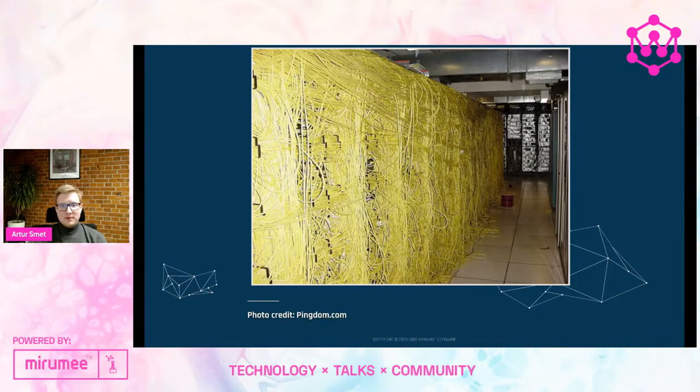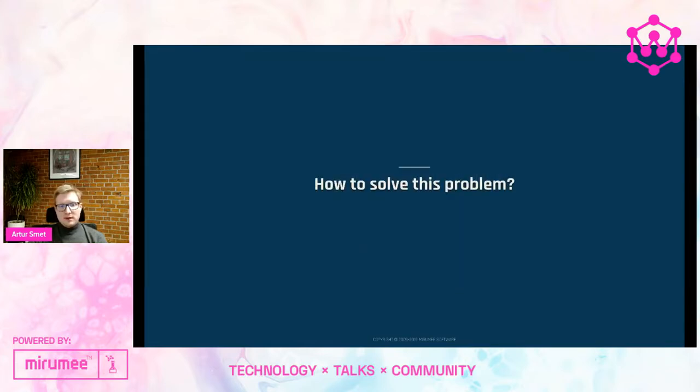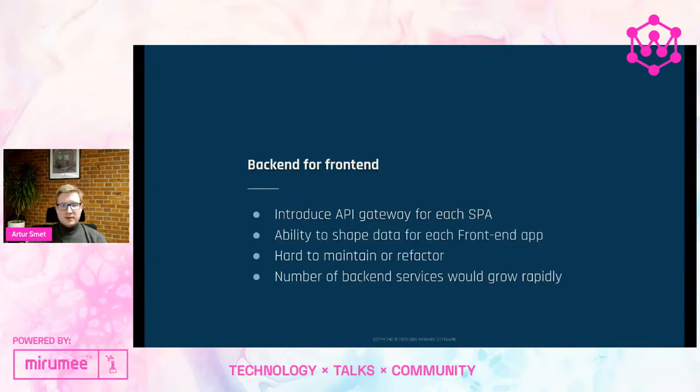So how did our team try to resolve that problem? First of all, as Roy suggested, we tried the backend for frontend approach. At least we analyzed that idea. If you are not familiar with that design pattern, backend for frontend means that every frontend application has its own dedicated backend service, which is sort of a data layer for that specific frontend. In our use case, we would need to introduce an API gateway service for each single-page application. That would allow us to shape the data directly for every frontend app. However, it would be quite hard to maintain or refactor because the number of backend services would grow quite rapidly. So we rejected that idea, and we shifted to a different approach.